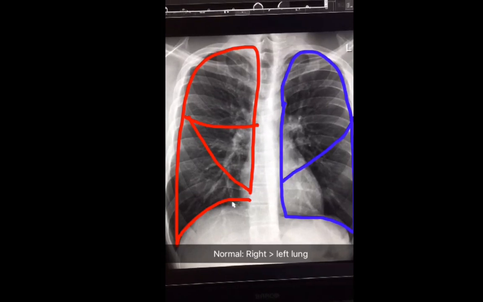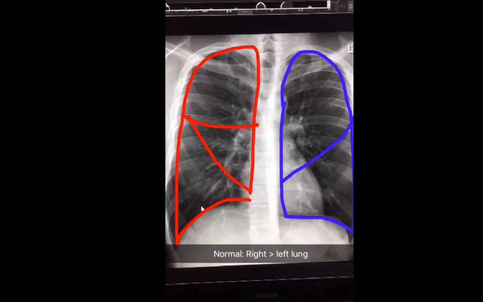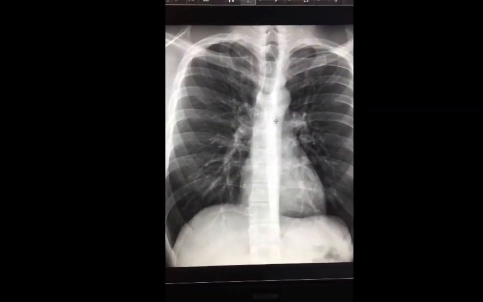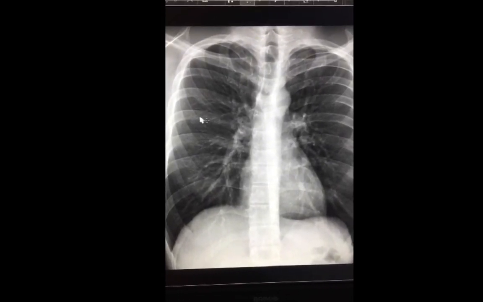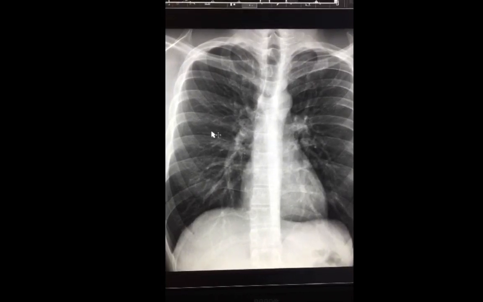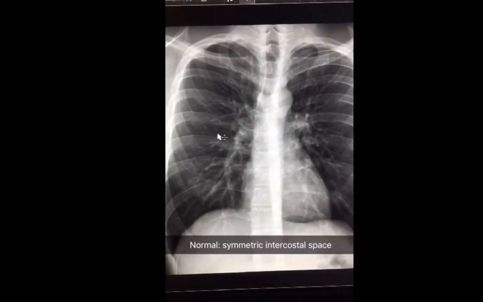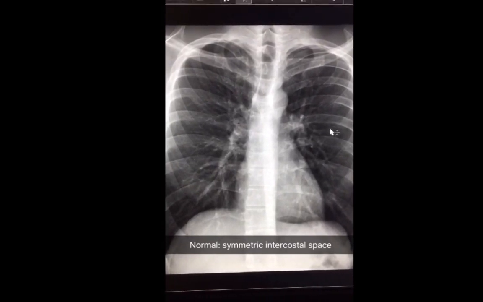We know that the right lung is composed of 3 lobes versus the left lung, which is composed of 2 lobes, which makes the right lung normally slightly larger. Another thing you may notice here is the space in between ribs. This is the posterior rib here and the other one below it. And the space here, the intercostal space, seems equal and symmetric to the intercostal space on the left side.